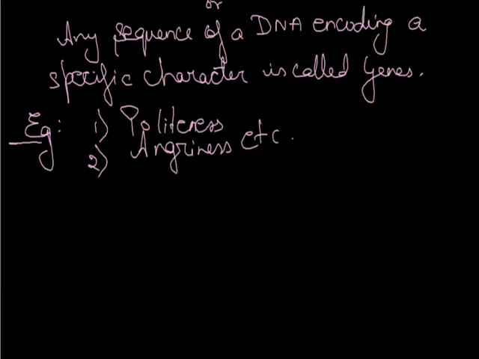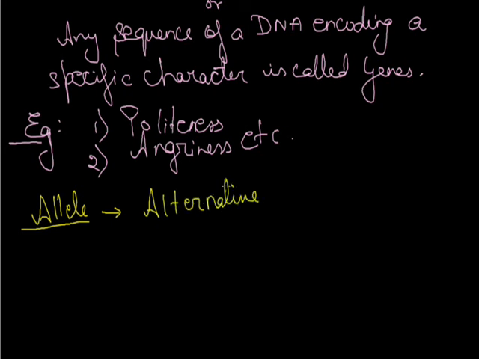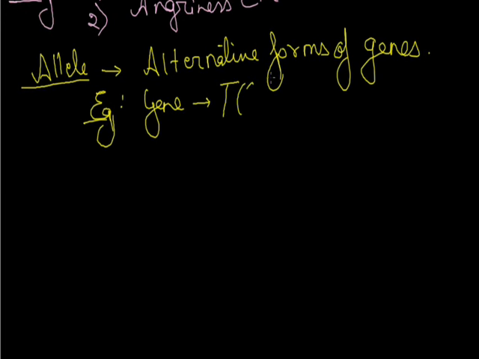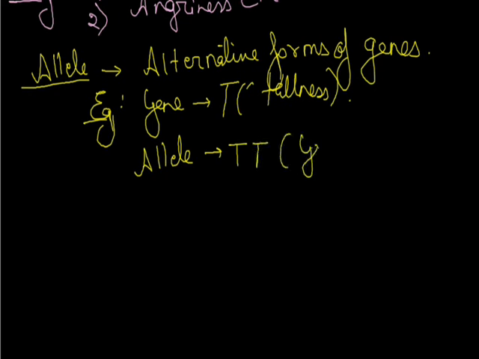Now, inside a gene, there is a term called allele. Now, what is an allele? Alleles are the alternative forms of genes. For example, if we are representing a gene, it is represented by a single alphabet like T for tallness. But for alleles, we use a double T for representing. That means a single gene has two alleles.